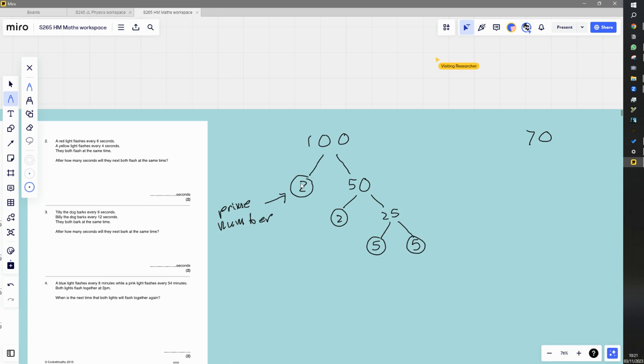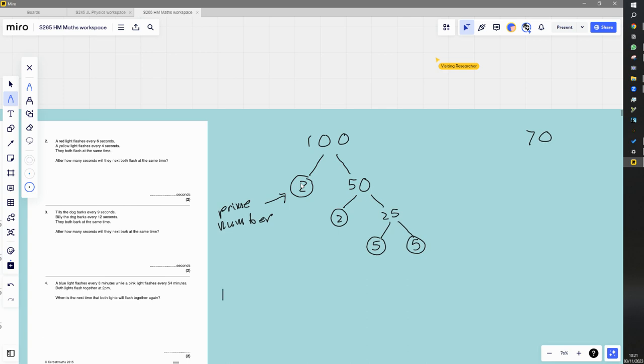So this is a completed factor tree of 100. I didn't need to do 2 and 50 to start off with. I could have done 4 and 25. I would have still ended up with these as the end points. Before I do 70, let's look a little bit at what I can say about this 100.